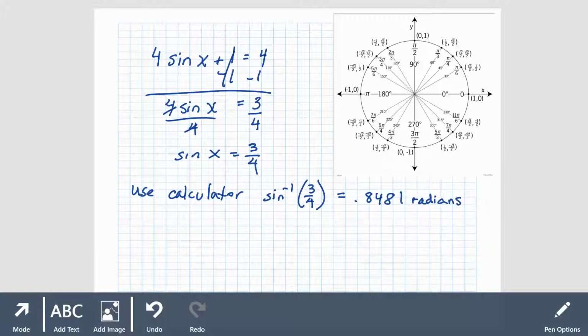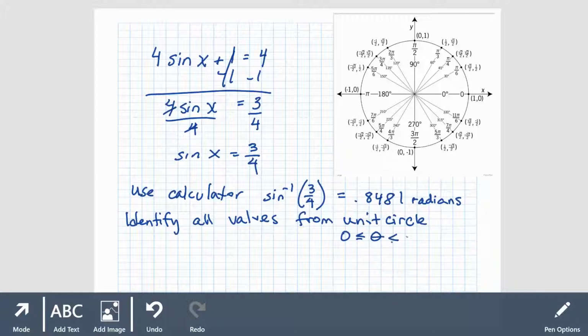When we want to report all of our final solutions, what we'd like to do first of all is identify all of the values from the unit circle. So we're looking for values in between 0 and 2 pi. And chances are there are 2 values for every angle, or for every solution, that lie on the unit circle itself.